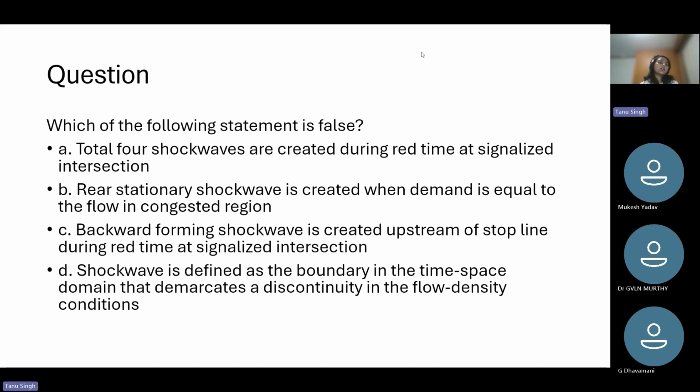I would request everyone to write their answers in the chat box. Let's see what they propose. Okay, clearly see it asks which of the statements is false.